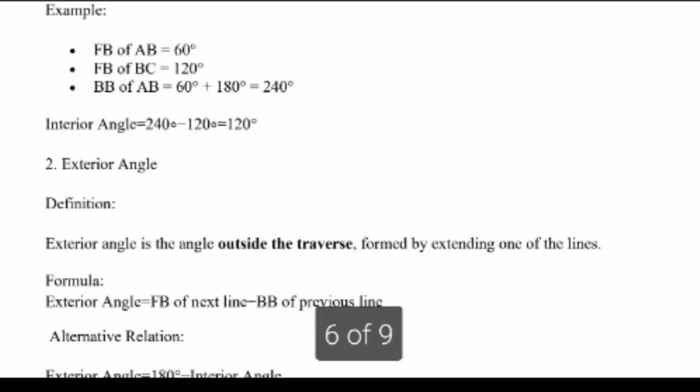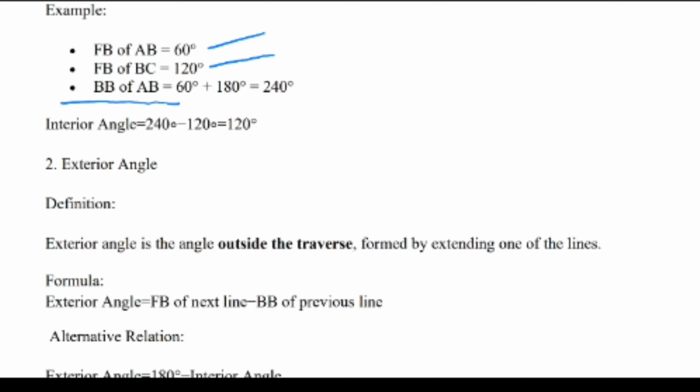Example: as given, the forebearing is 60 degrees, so the back bearing is 240 degrees. The forebearing of AB and forebearing of BC are given. We need to calculate the back bearing of AB: 60 plus 180 is 240 degrees. So 240 minus 120 gives a 120 degree interior angle.